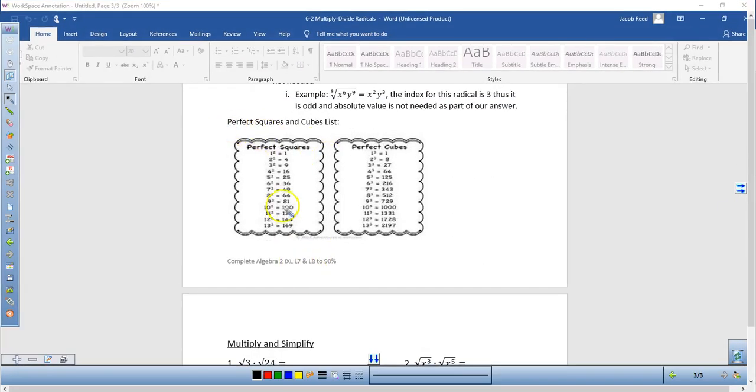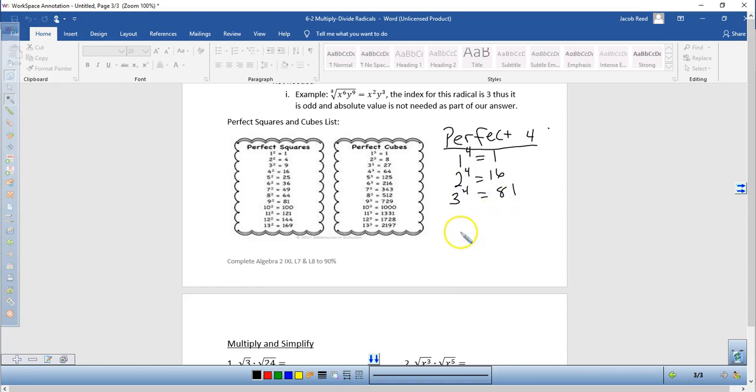Perfect squares, for this you're going to need perfect squares and perfect cubes. You've got a perfect square list up to 13 and a perfect cube list up to 13. I also want us to generate perfect fourth roots. So 1 to the fourth, we're not going to go all the way to 13, but 1 to the fourth is 1. 2 to the fourth is 16. 3 to the fourth, 81.